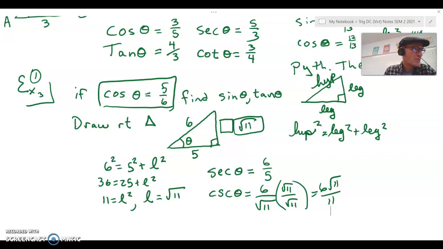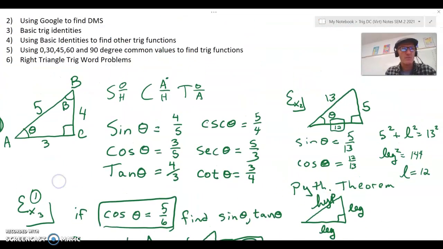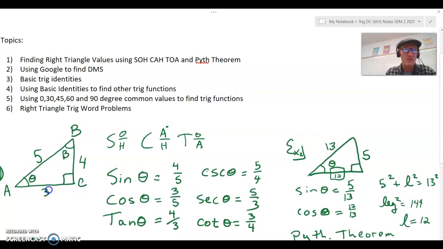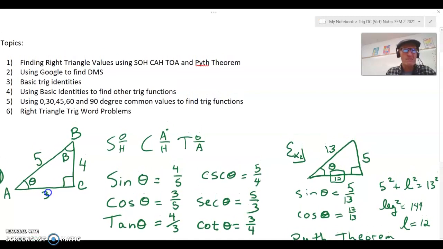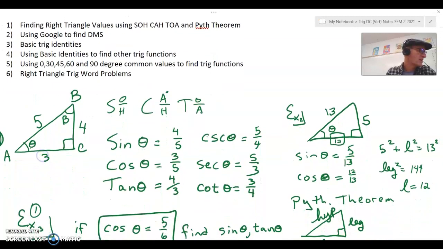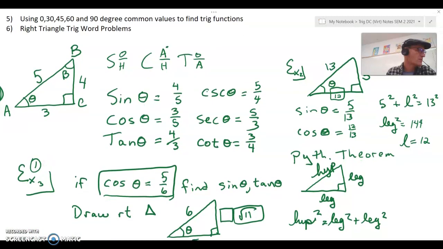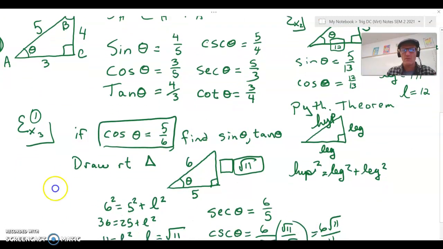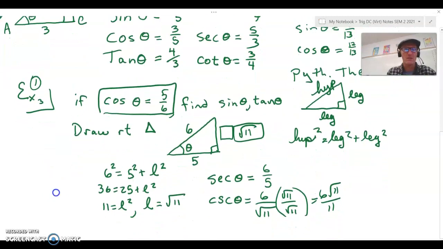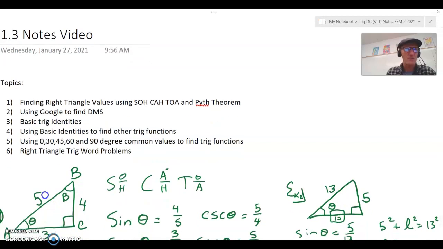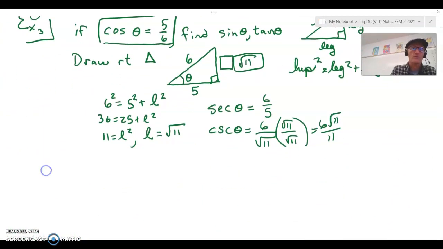Okay? Now, I made a mistake. So basic, using Google to find degrees, minutes, and seconds. Let's see, did I need to do that? Is that even a part of it? Oh, that's loud. That might come a little later, but we can do that now. So I think I did that before, but let's do it anyway. So topic 2.